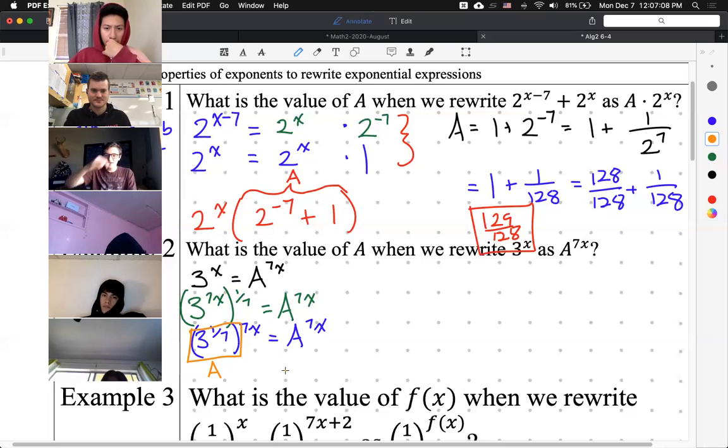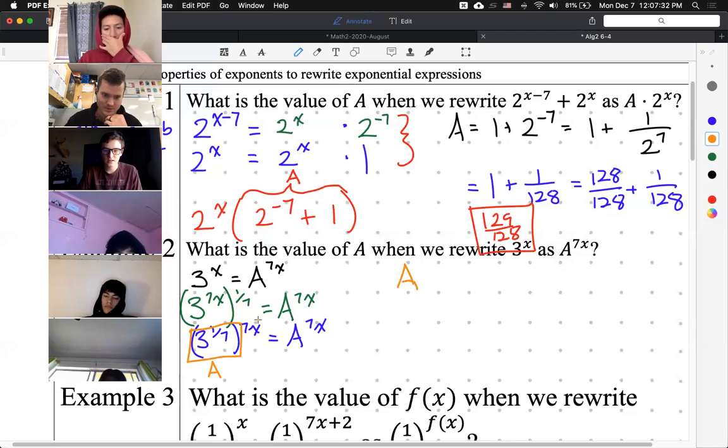Yeah, question, what? Why is it 3 to the power of 1/7 though? Can you ask a more specific question? I don't understand why 3 to the power of 1/7 is a. Because if I rewrite 3 to the power of 1/7 as a, then this left-hand side looks like, instead of 3 to the power of 1/7, I wrote a, and then I rewrite whatever's left over, 7x, which is exactly the form that they're trying to ask us for. How do I rewrite 3 to the power of x as a to the power of 7x? That only works if a is 3 to the power of 1/7. Okay.